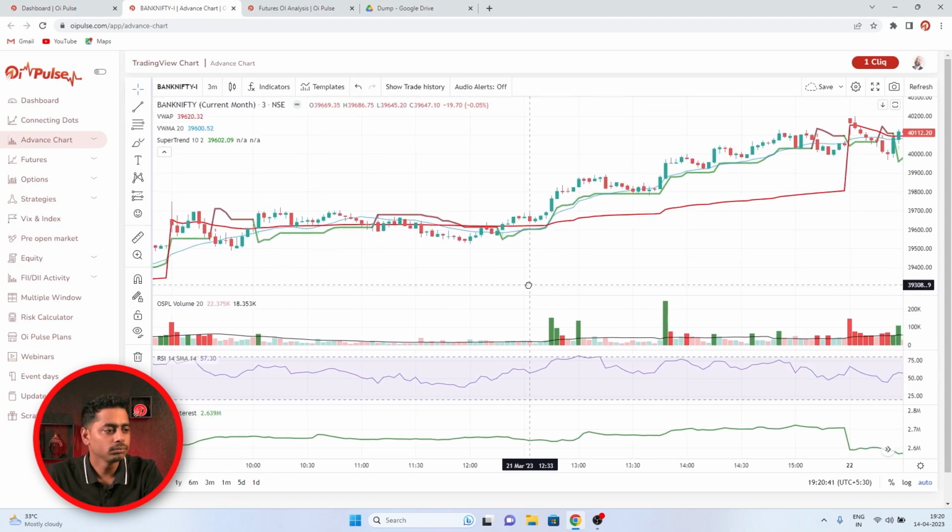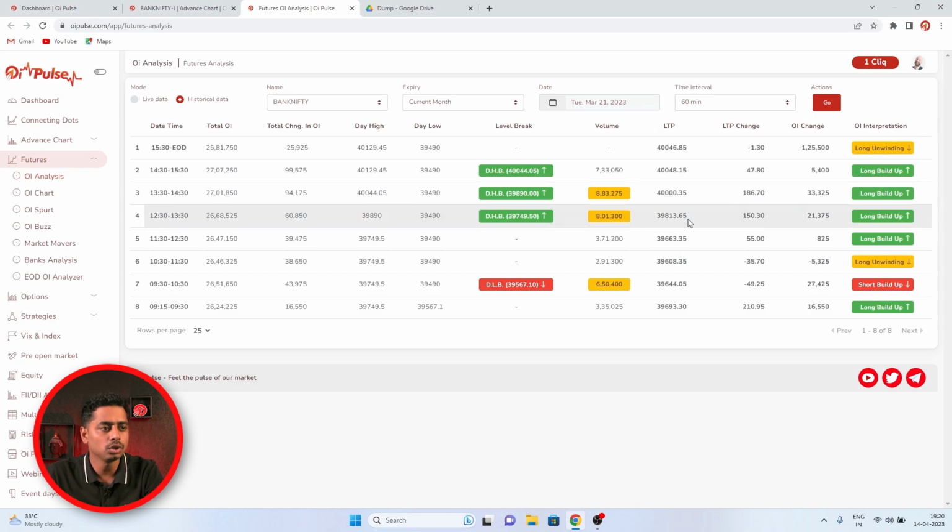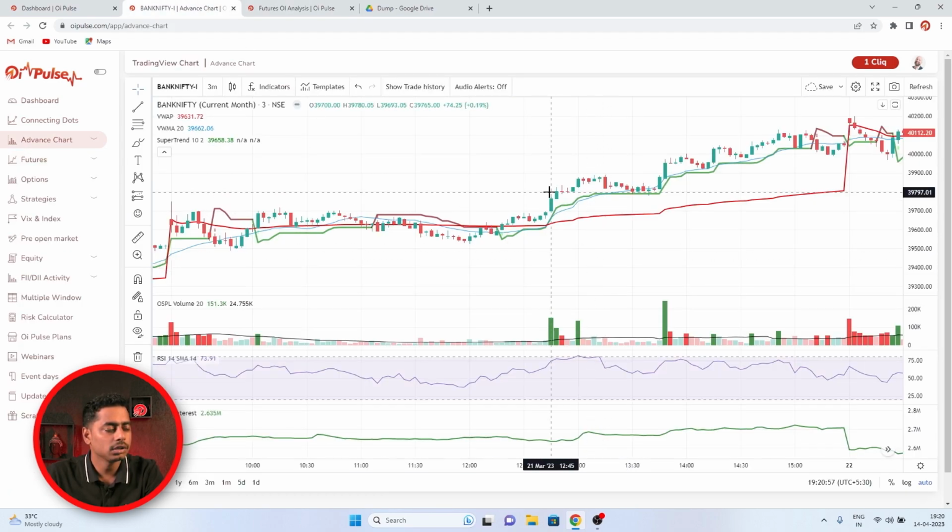From 12:30 to 1:30, you can see the price has increased continuously. Supertrend is below, VWAP is below, and you have volume for that candle also. So the overall data is bullish, and the market is also giving you bullish signs on the chart. So this is a setup we have to confirm, where the data is on the same side and the chart is also on the same side.